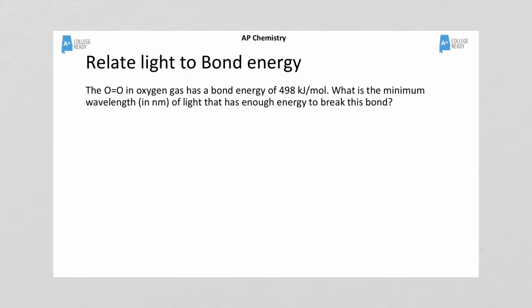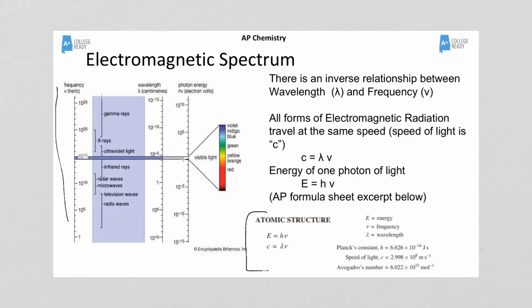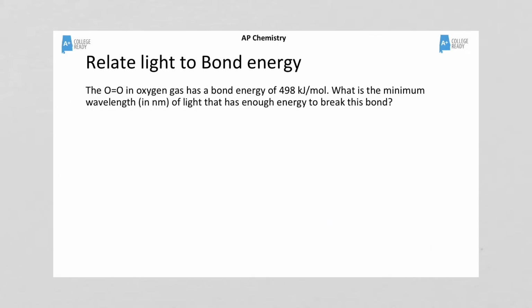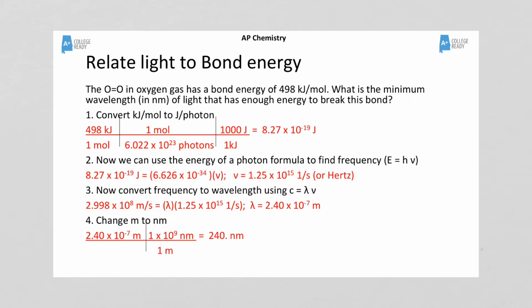Once we can use this energy formula, if we have the energy of one photon, or the energy of one bond that would correspond with the energy of one photon, then we can find frequency. If we know frequency, then we can substitute that in and find wavelength. And after we know wavelength, we can get it to the right unit of nanometers. So that's where this is going. It's a very kind of long process.